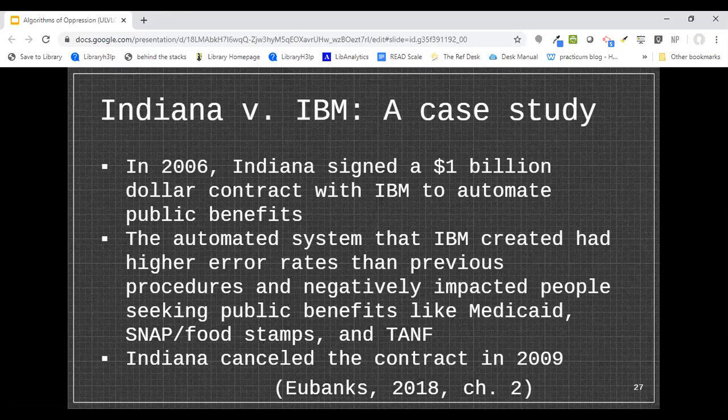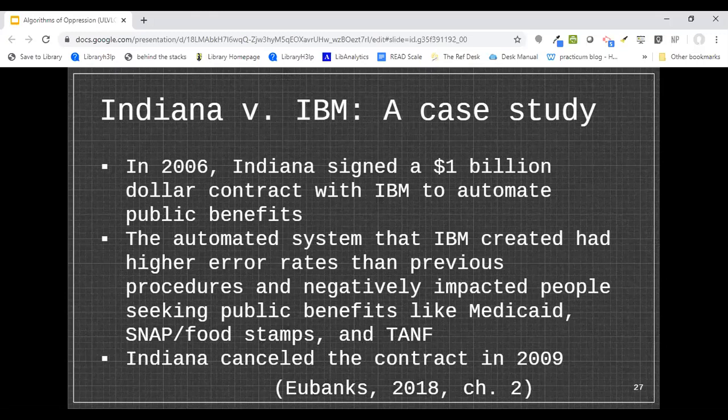And so they created this automated system, IBM. It had a higher error rate than previous procedures, the procedures that were human beings making these decisions or looking at applications. And this negatively impacted people who were poor, people living under the poverty line, or people who were struggling financially.